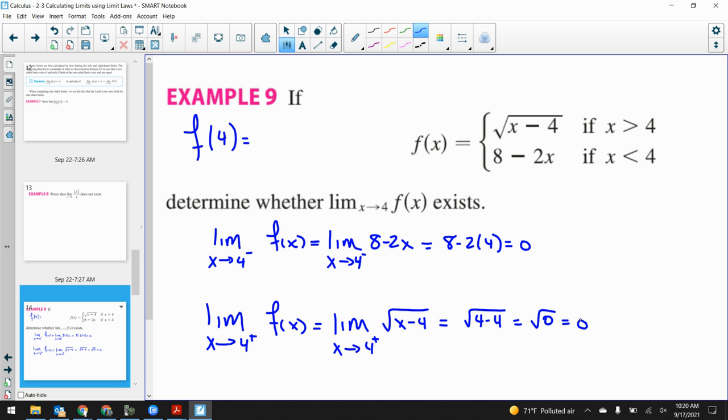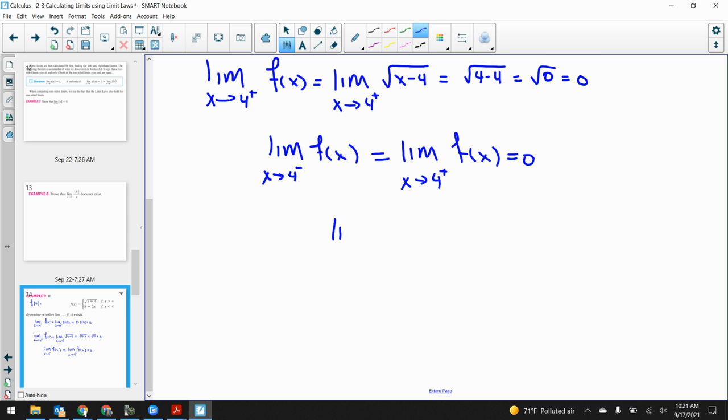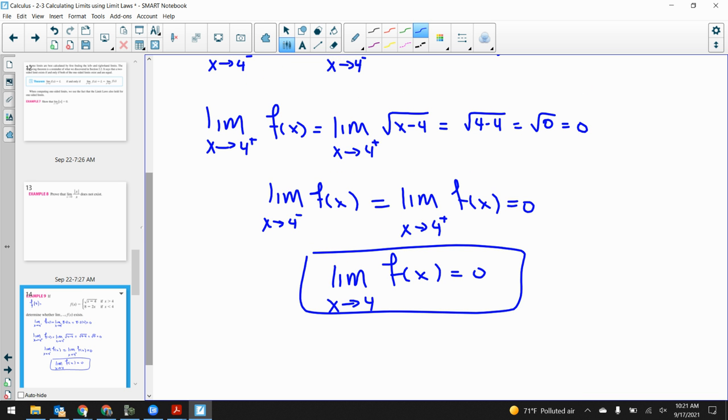So we can say that this is true. This is a true statement. The limit as x goes to 4 from the negative side of f of x is equivalent to the limit as x goes to 4 from the positive side of f of x, which is also equivalent to 0. So we can say that the full limit as x goes to 4 of f of x is 0. Okay? It's important to make that statement.